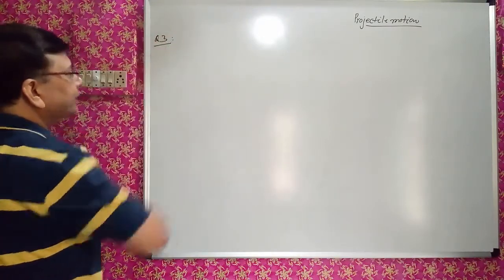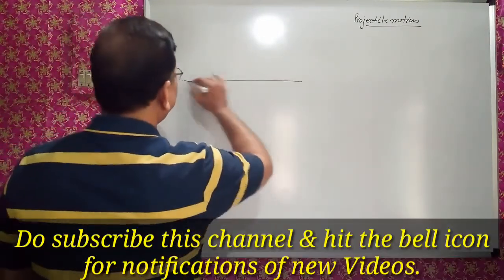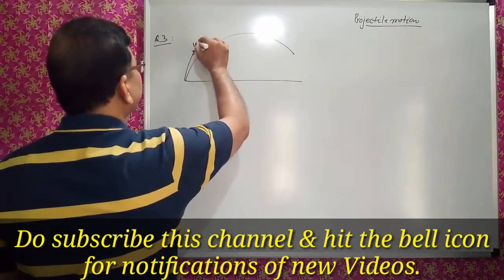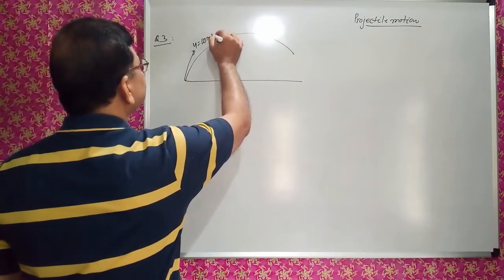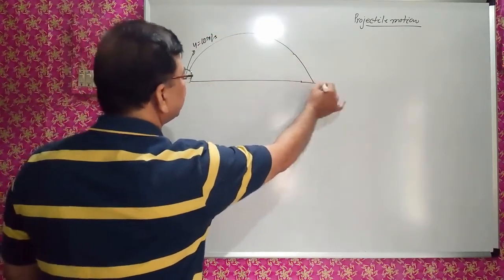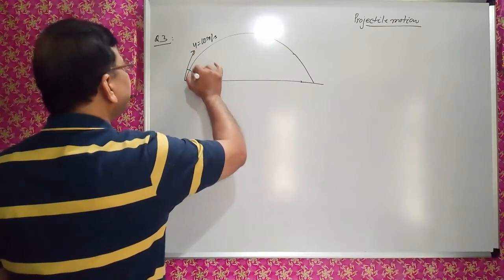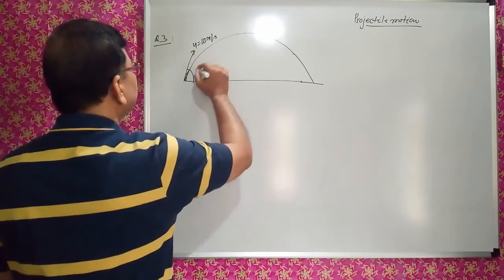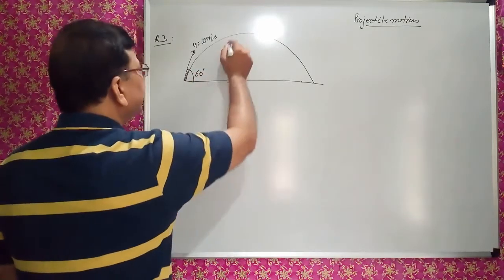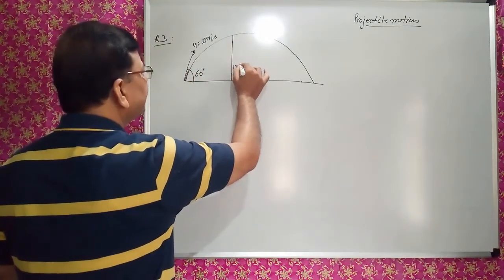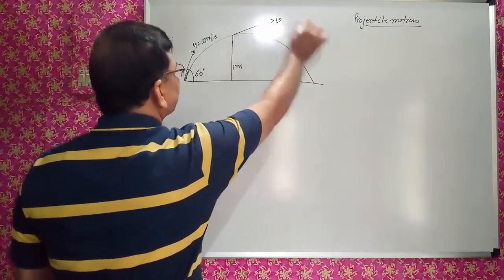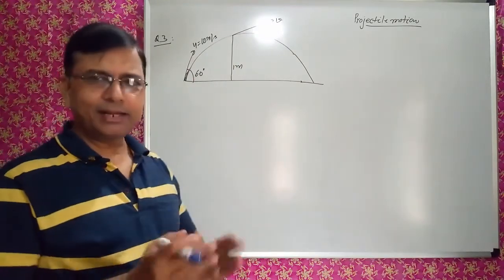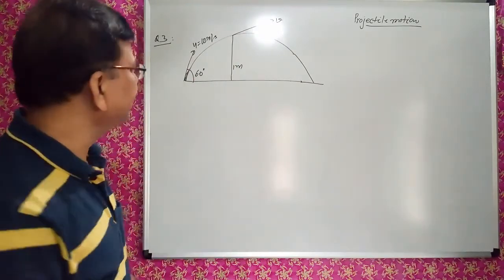Question number 3. What is this? A projectile is projected with a velocity of 10 meters per second, falls over here, and making an angle of 60 degrees, then at the height of 1 meter find its velocity. What is the velocity at the height of 1 meter? A similar question is there, but we will take it differently.